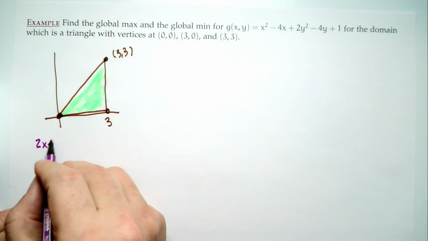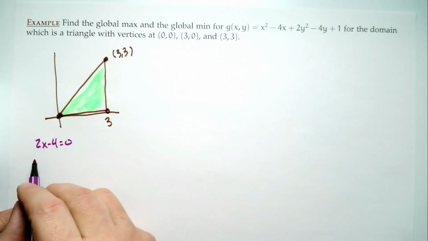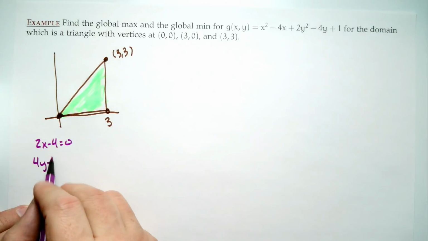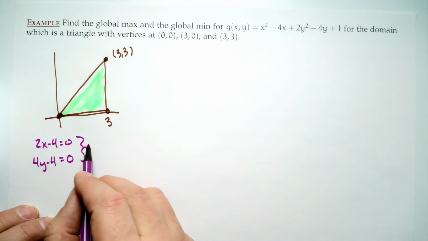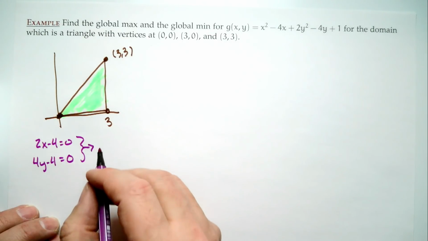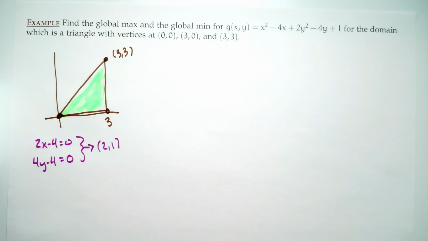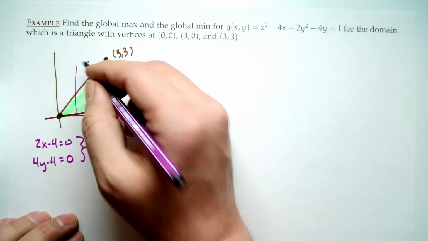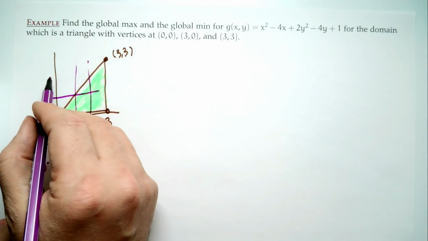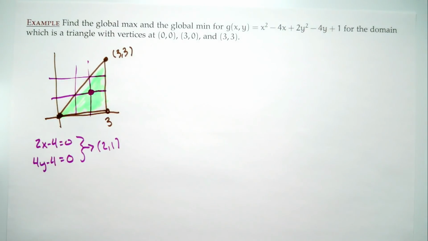Okay, so 2x minus 4 is the derivative with respect to x. Set that equal to 0. 4y minus 4 is the derivative with respect to y. Set that equal to 0. And if we work that out, what point are we going to end up with? 2, 1. Now, is the point 2, 1 in our domain? Well, 2, 1, if we were to sketch this a little bit more accurately, would be this point. Yes, 2, 1 is inside the triangle.